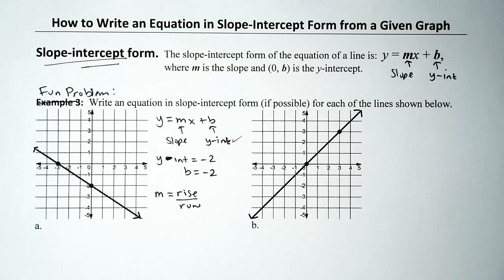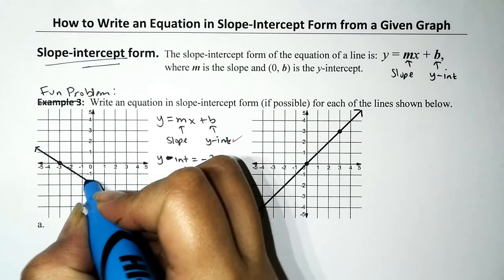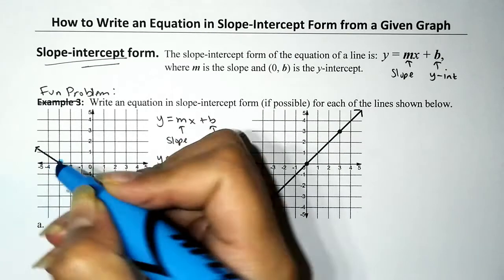Whether we use the slope formula or compare the ratio of rise to run, we still have to identify two points. In this case, I'm going to use the points that are highlighted on the graph, which are the point at (0, -2) and the point at (-3, 0).